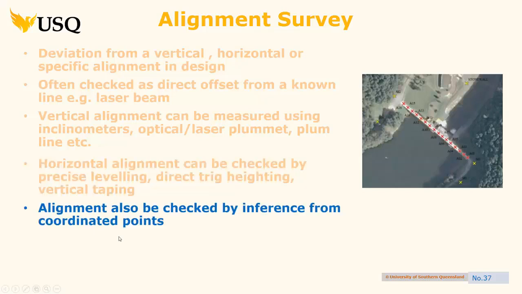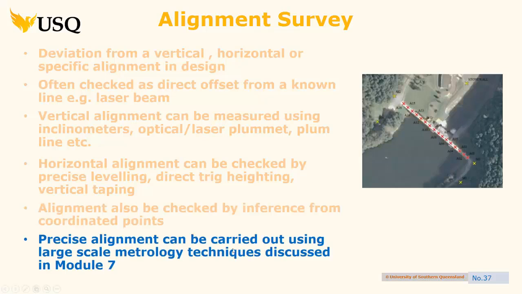Okay, one of the problems with alignment is you've got to be able to see it. So anything that's in the road is just going to kill the whole alignment exercise. So if you're predetermining where this stuff goes, you've got to work out where guardrails are going to be, where other things are going to be in the future. And then precise alignment, some of the stuff we discussed in the large-scale metrology can be used as well.